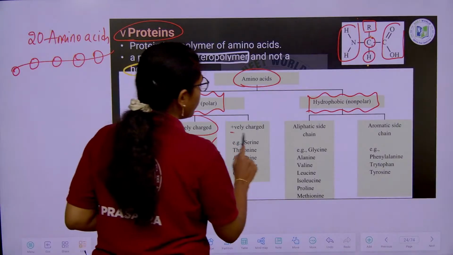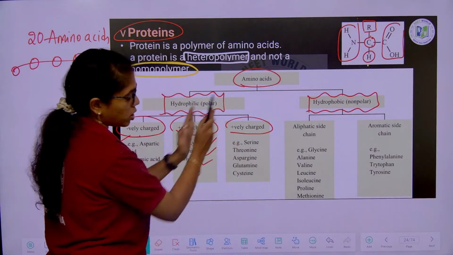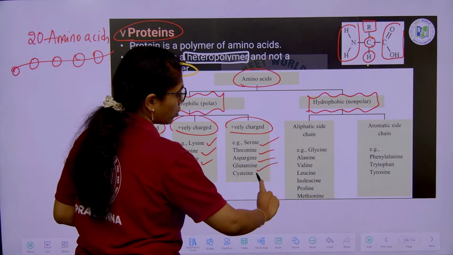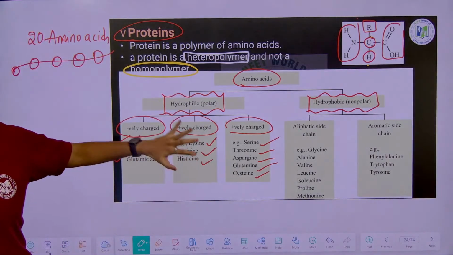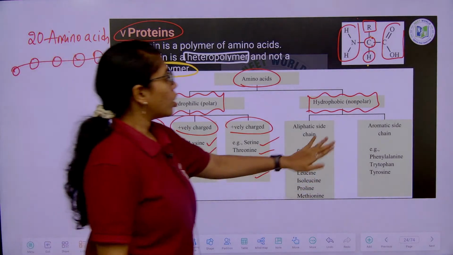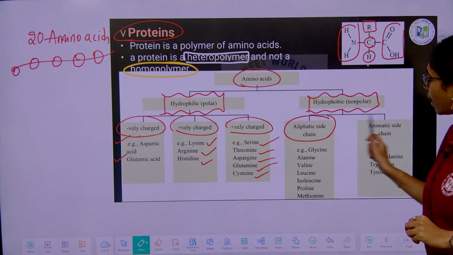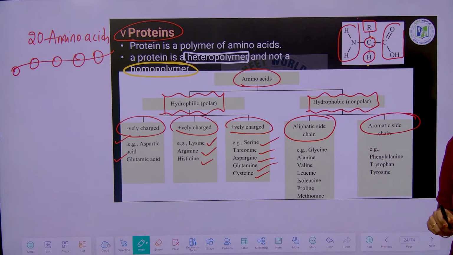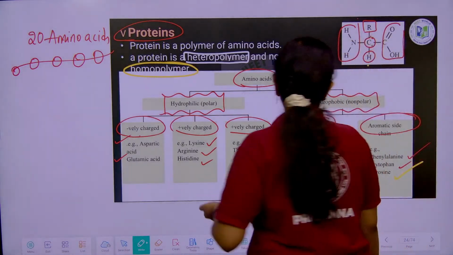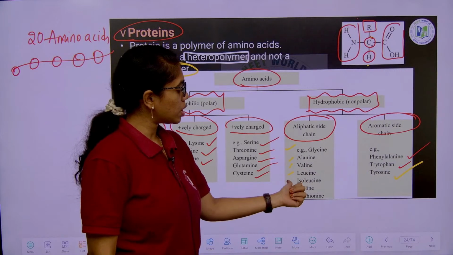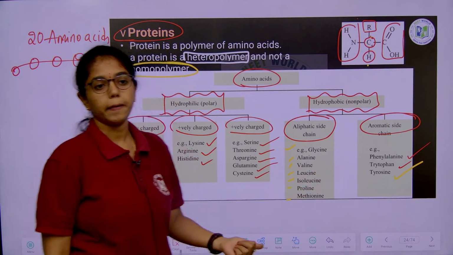And then along with this, a few more polar amino acids include serine, threonine, asparagine, glutamine and cysteine. This is about polar amino acids. Now non-polar amino acids include two types based on whether they are aliphatic or aromatic. Aromatic amino acids are only three, easy to remember: phenylalanine, tryptophan and tyrosine, right? Aliphatic amino acids which are non-polar include glycine, alanine, valine, leucine, isoleucine, proline and methionine, right?